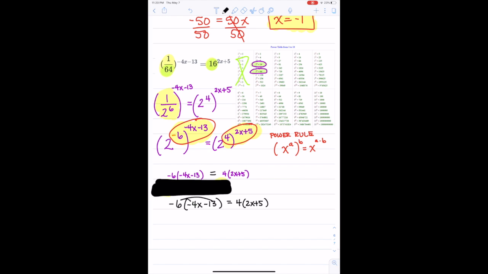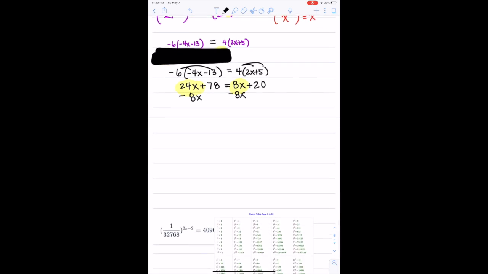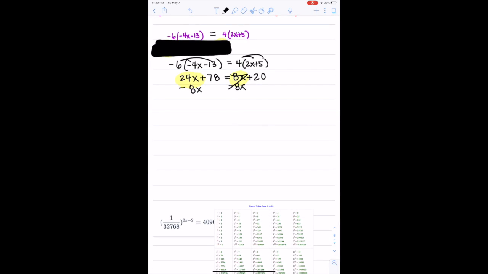Again, if I distribute, that'll be 24x. That'll be 78. It's equal to, distribute on this side, 8x plus 20. Looking for families, so 24x and 8x. I tend to move the smaller one, but it's really up to you which one you want to move. Okay, I still have space. That becomes 0. So I get 16x plus 78 equals 20.